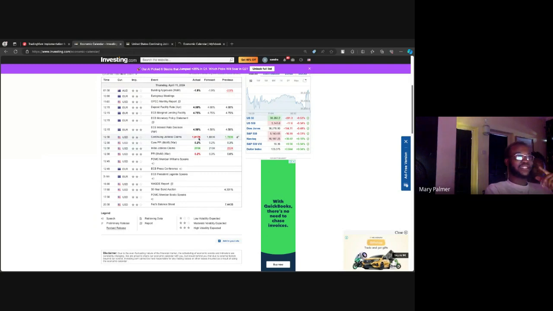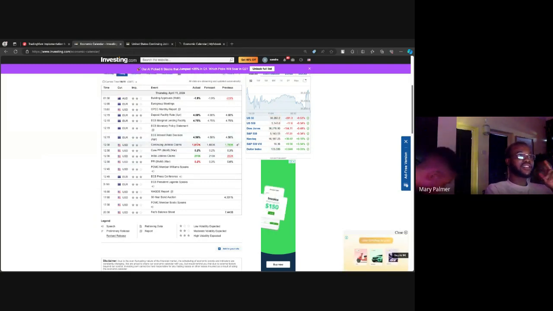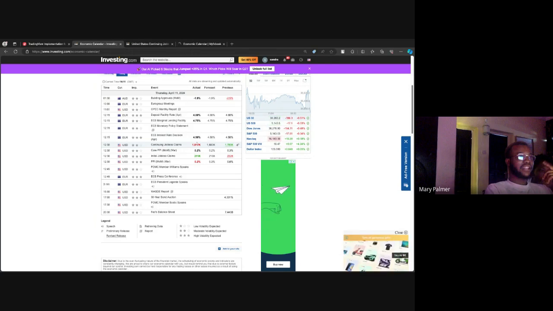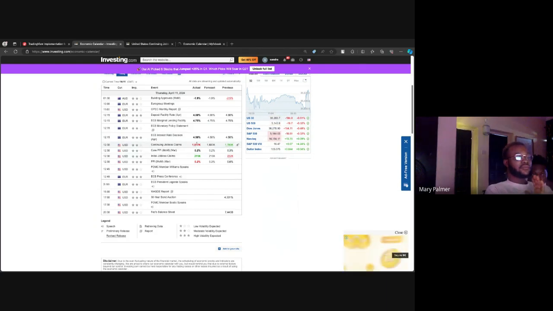But this one is color red, which means it was worse than expected. There are some people, some friends, that don't use color. That's why I'm recommending the FX group and the investing that they use color. Understand? Now, it's showing red, showing that there will be a drop in the United States dollar index.